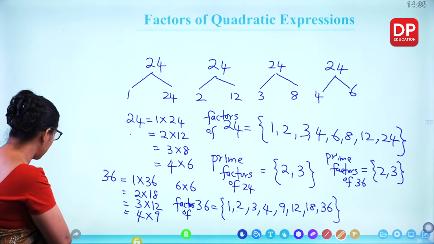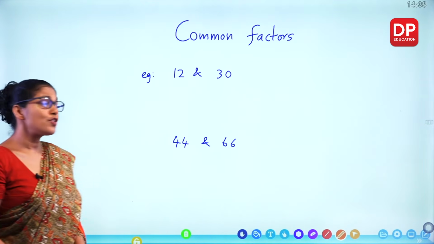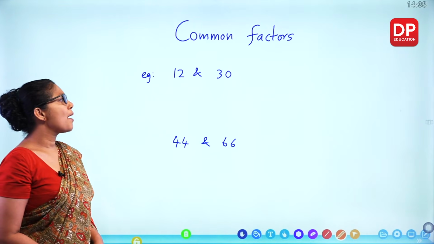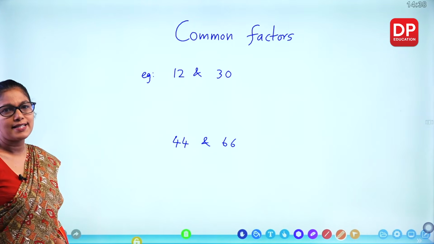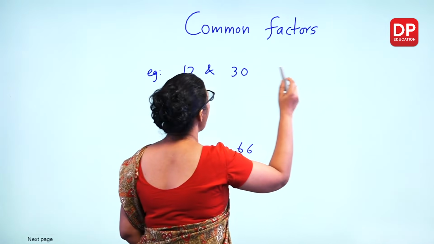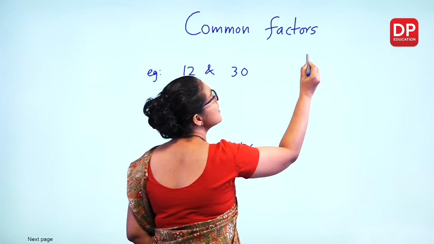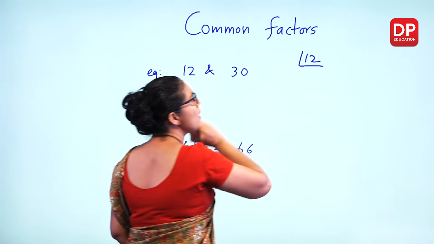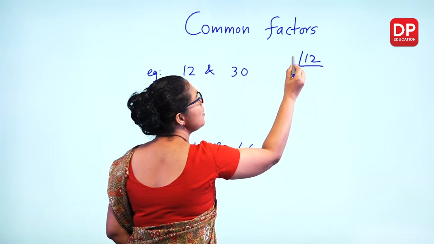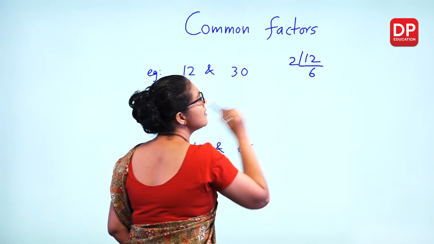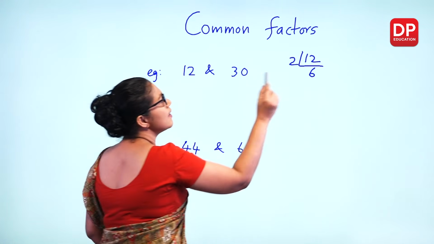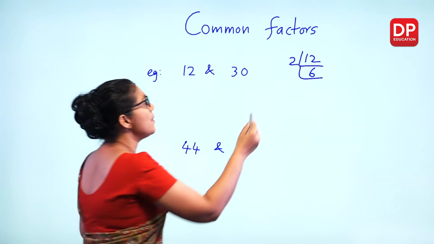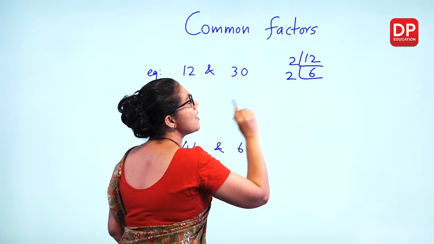Let's move to the next slide. We want to see what common factors are. So we'll take these two numbers, 12 and 30. What are the factors of 12 and 30? We'll take 12. How can we write 12? We can write 2 and 6. And we can divide by 2 again.